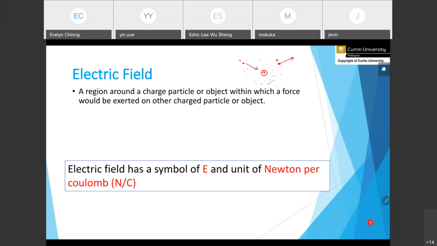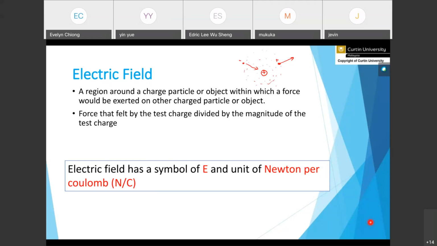Okay. So electric field is actually a region around a charge within which, if you have another one coming, what kind of force is it going to experience? So this is electric field. It is actually the force felt by a test charge, divided by the magnitude of the test charge.